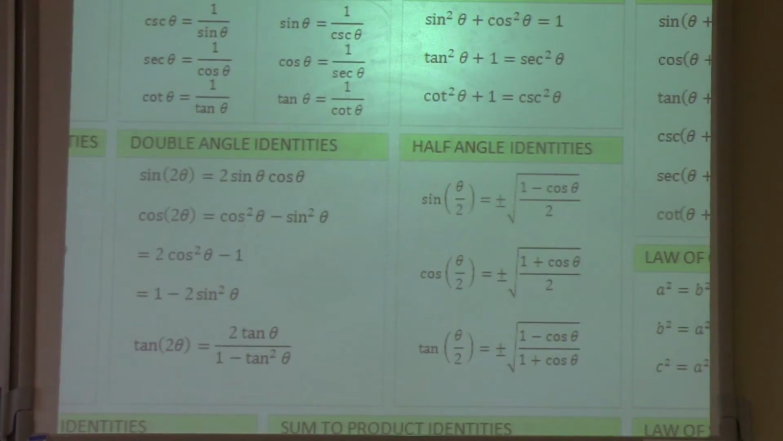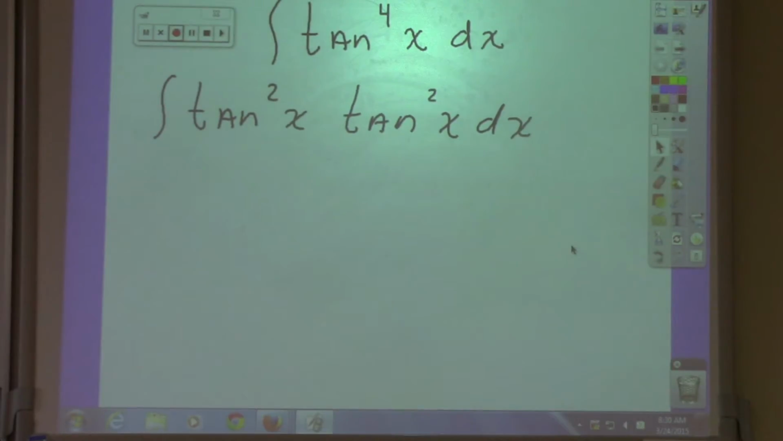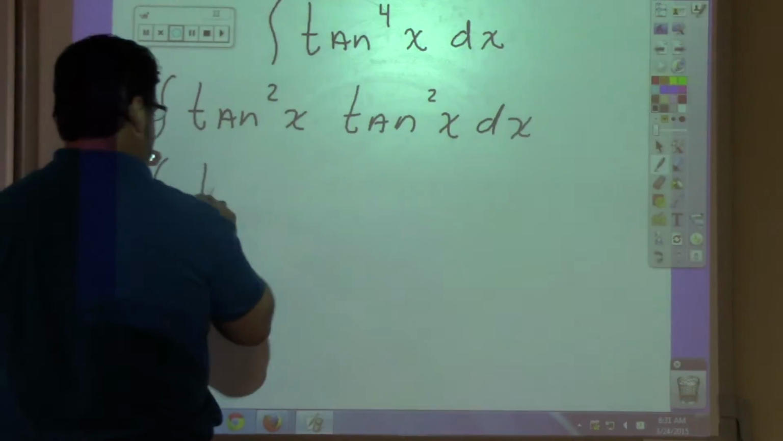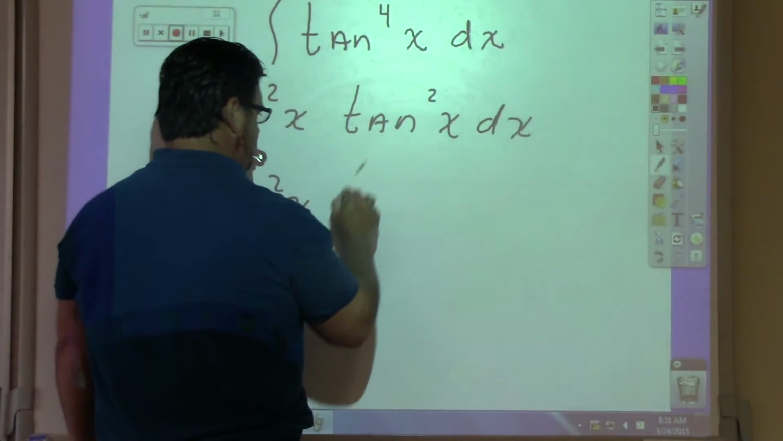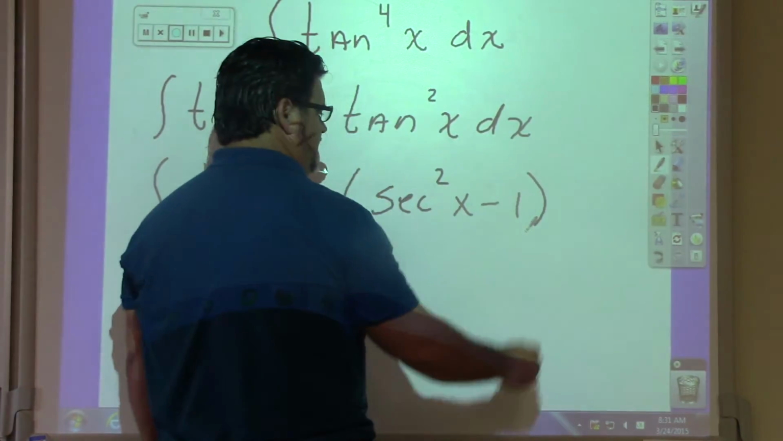So you use secant squared minus 1 in for one of the tangent squared. And the reason you do that is because you got to get some kind of secant tan, because you know that the derivative of the antiderivative of secant squared is equal to tangent. So you know there's some kind of relationship between secant and tangent. So that's why you want to put secant in there. So tangent squared x times secant squared x minus 1 dx.